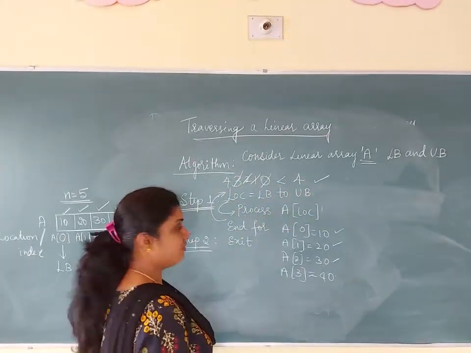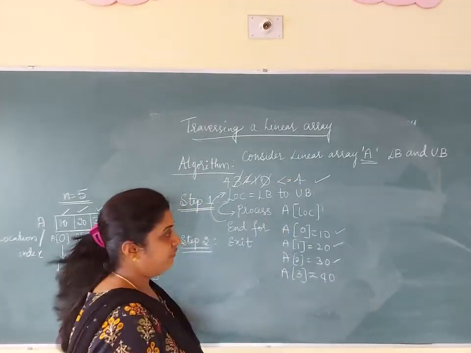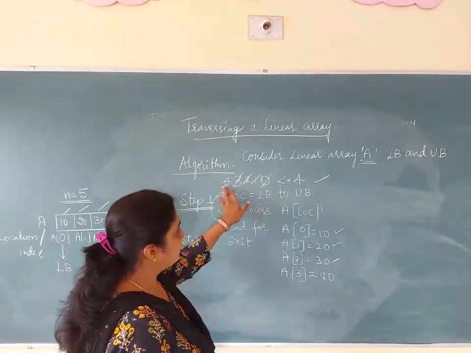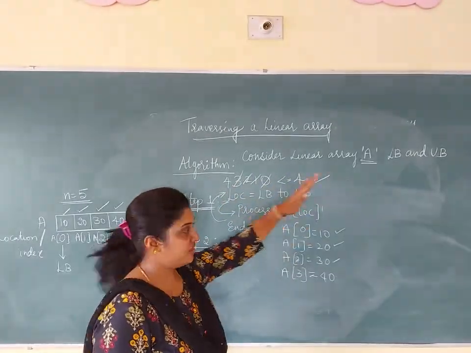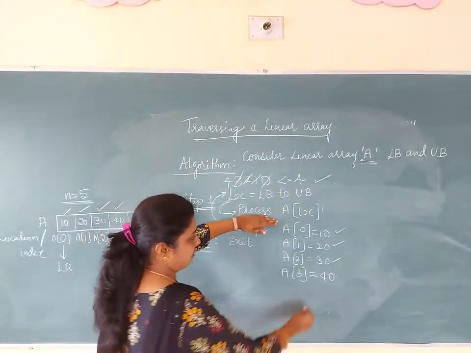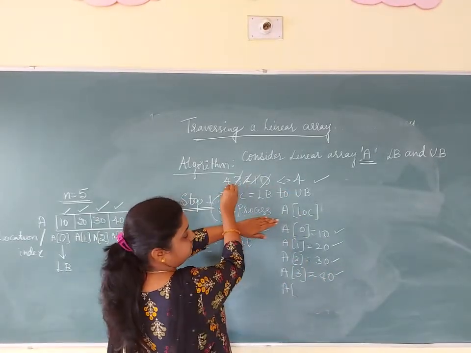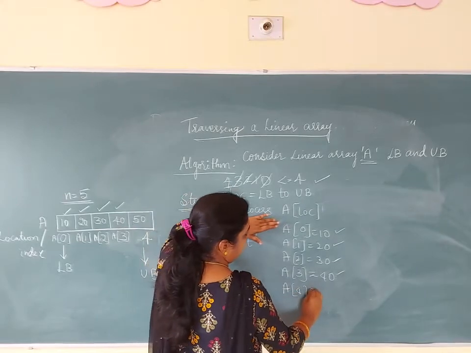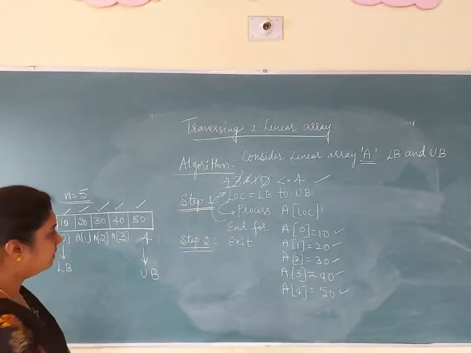But here I have taken 5 elements. You make it less than or equal. If you take less than or equal, yes, 4 is not less than, but it is equal to 4. Again the condition is true. It will come to the process step. Then A of, what is my location now? See, this is 4. In A of 4, I am having the element 50. Okay, this will be accessed.